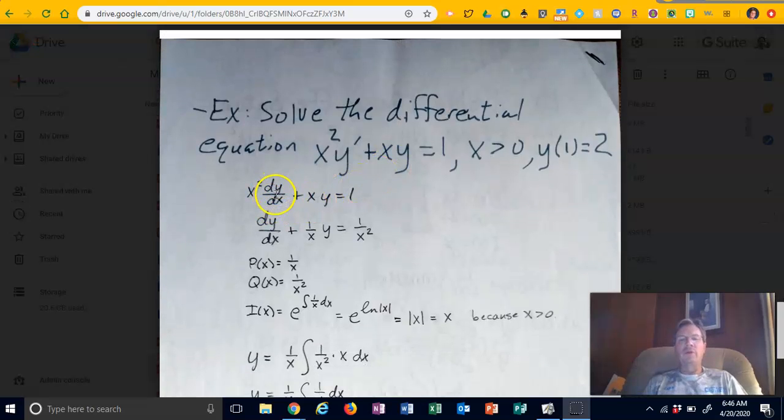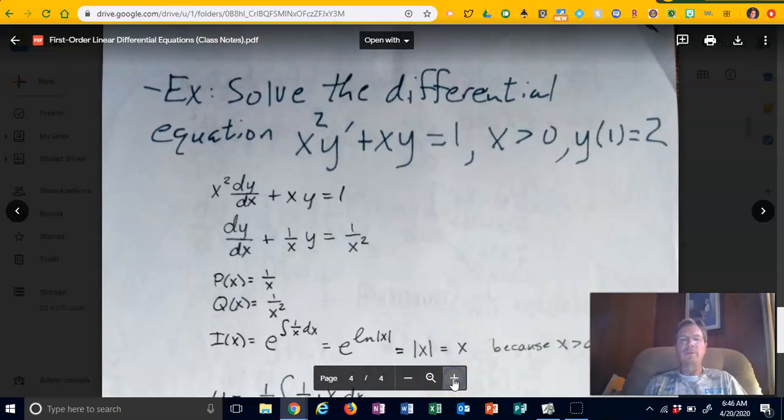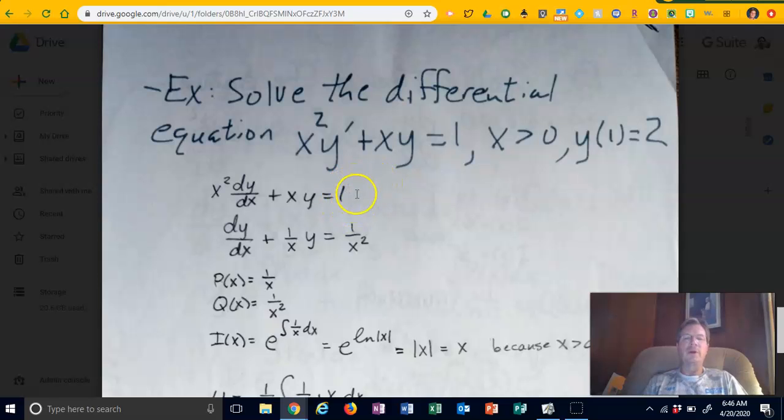So here we do have the first derivative in the first term. Let me make this bigger. There we go. We have the y term here, and we have something on the right-hand side. So we need to get rid of the x squared, or actually, let's multiply both sides of the equation by 1 over x squared. So if we multiply by 1 over x squared, we end up with, in this first term, dy dx. X times 1 over x squared gives us 1 over x times y, so plus 1 over x y, and 1 multiplied by 1 over x squared, or 1 divided by x squared, it's the same thing, is 1 over x squared.